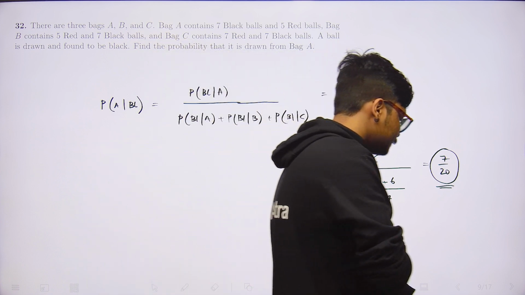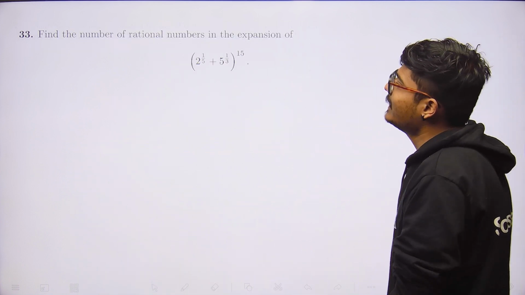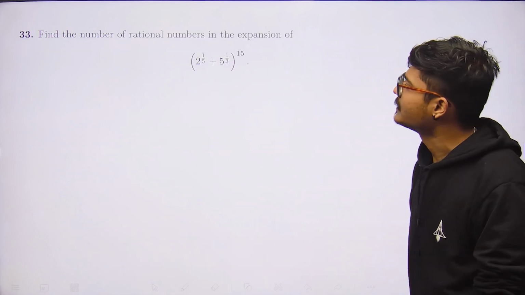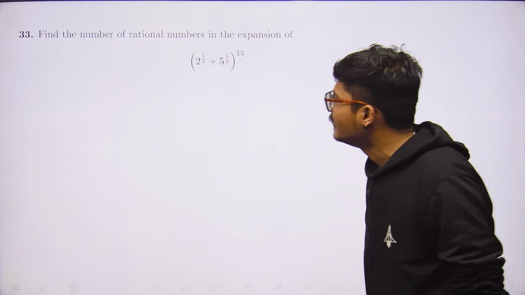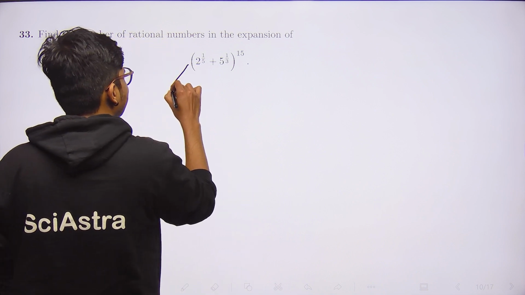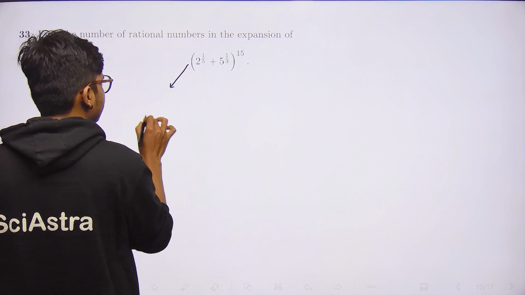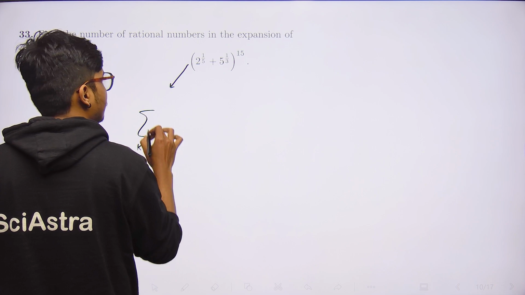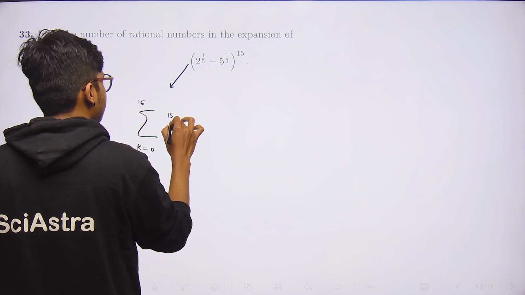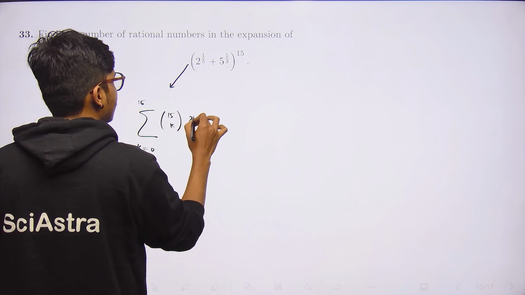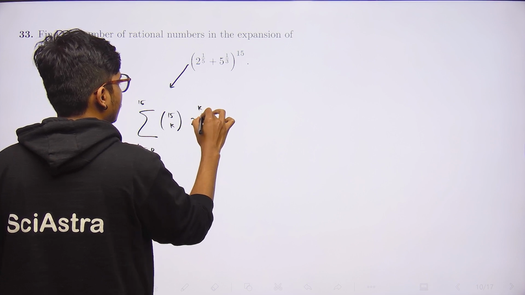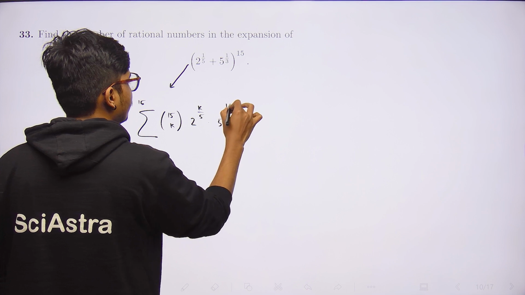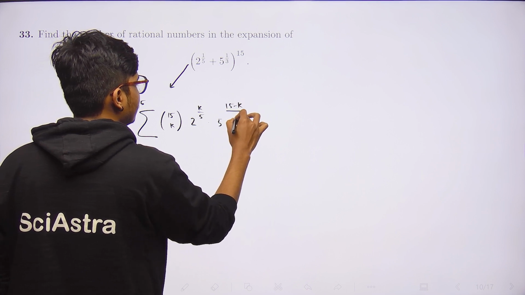Okay. Coming to the next question, find the number of rational terms in the expansion of 2 to the power 1/5 plus 5 to the power 1/3 whole to the power 15. तो इसके लिए कैसे करना है? Just write down the general form of this. Okay, so this is going to be summation k equal to 0 to 15, 15 choose k times 2 to the power k by 5, right, times 5 to the power 15 minus k divided by 3.